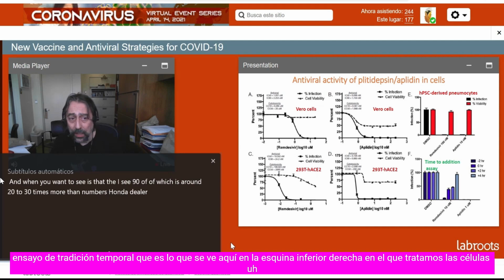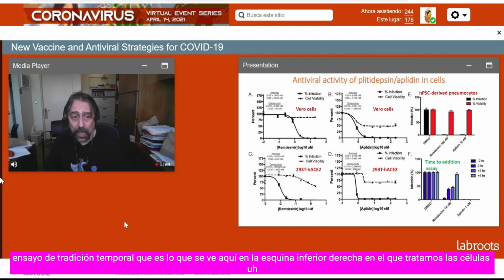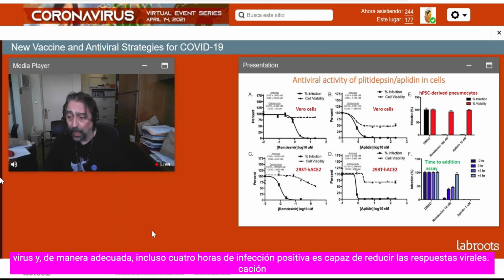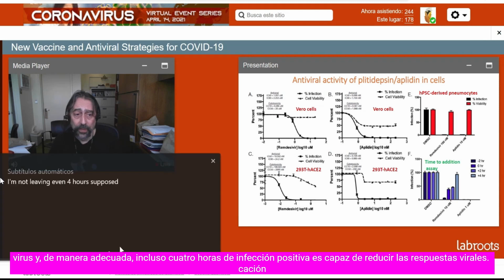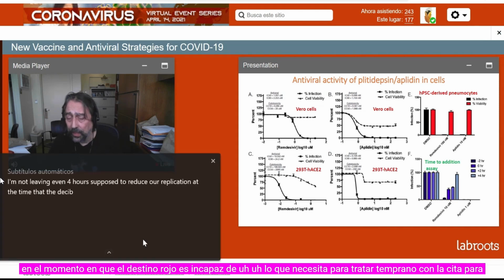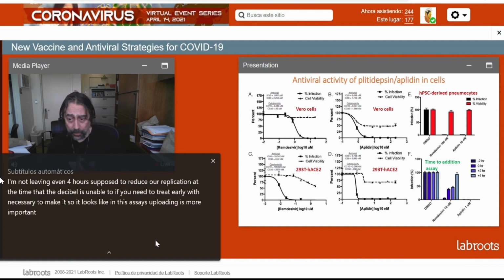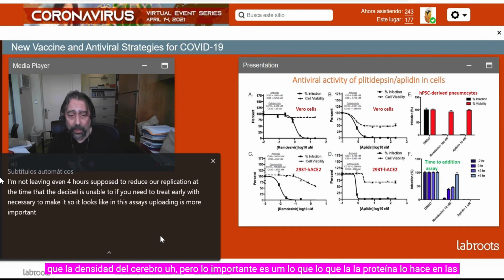And at the end, we did what is called a time-of-addition assay, which is seen here in the right bottom corner, in which we treat cells before infection or after infection, and we see whether the inhibitor is still giving an impact on virus infection. And Aplidin, even 4 hours post-infection, is able to reduce viral replication at the time that remdesivir is unable to; you need to treat early with remdesivir to make an impact. So it looks like in these assays, Aplidin or plitidepsin is more potent than remdesivir.